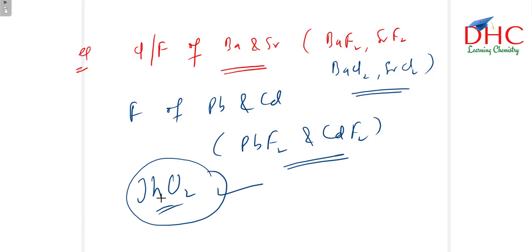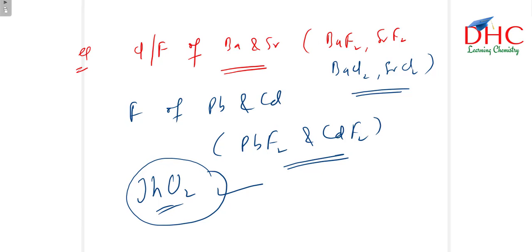Thorium oxide एक ऐसा compound है जो fluoride type structure दिखाता है, in which thorium goes for CCP packing and oxygen जो है O2 negative ions, they occupy actually all the tetrahedral voids. So exactly the same structure is exhibited by these compounds also as is done by calcium fluoride. So such a structure is referred to as calcium fluoride structure.